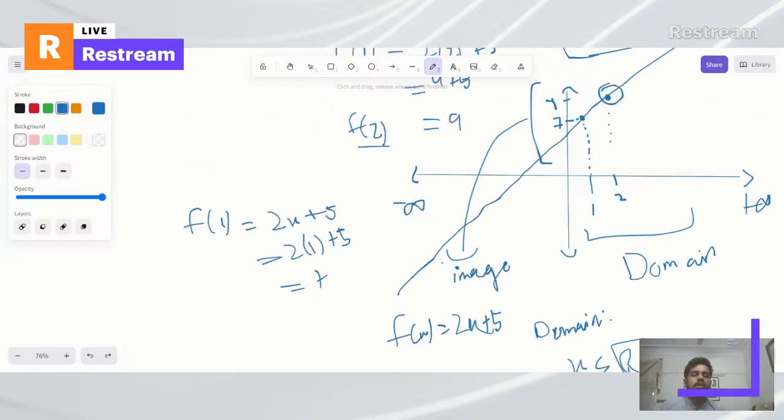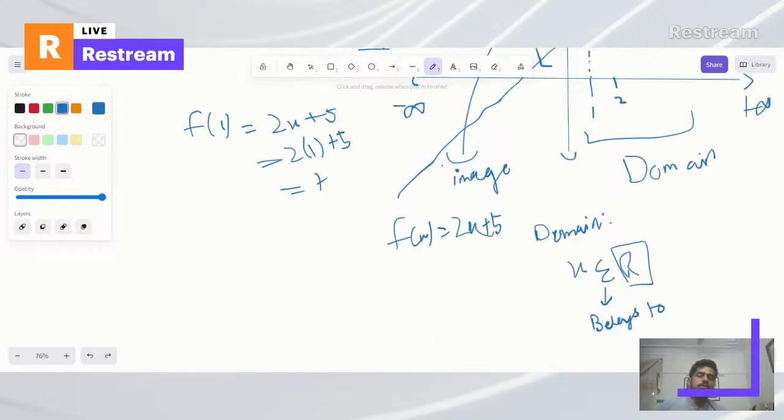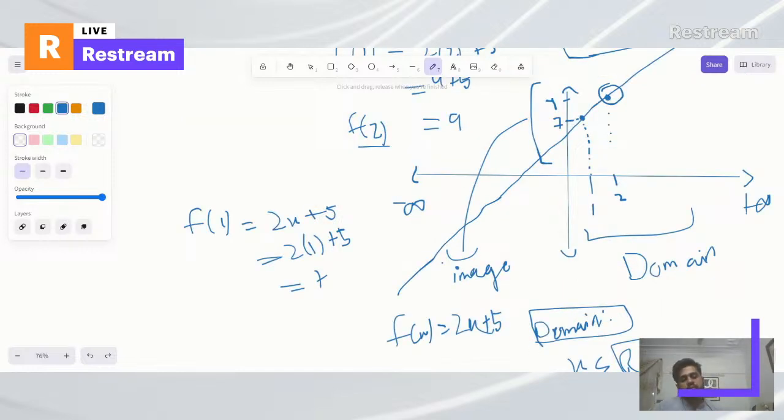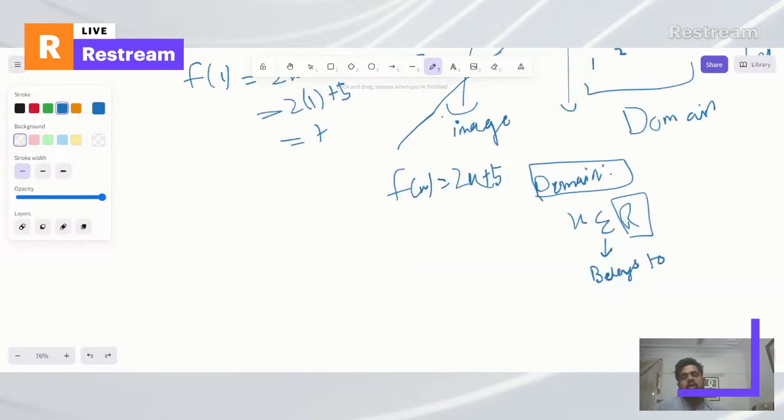Now that we've discussed what domain is, on Monday we're going to discuss how to find out domains of different functions as well. Now, let's in a brief way discuss what is range, right? So what does range mean?